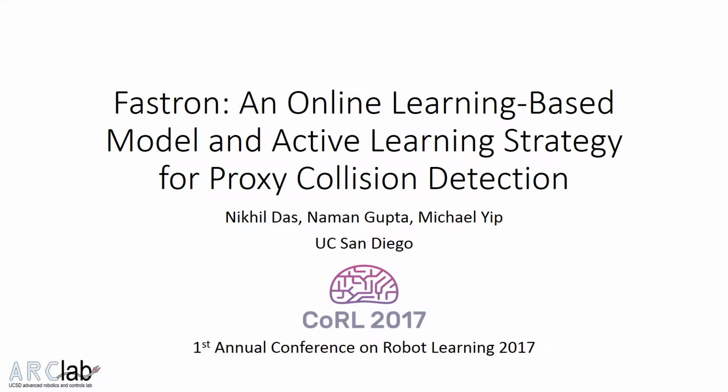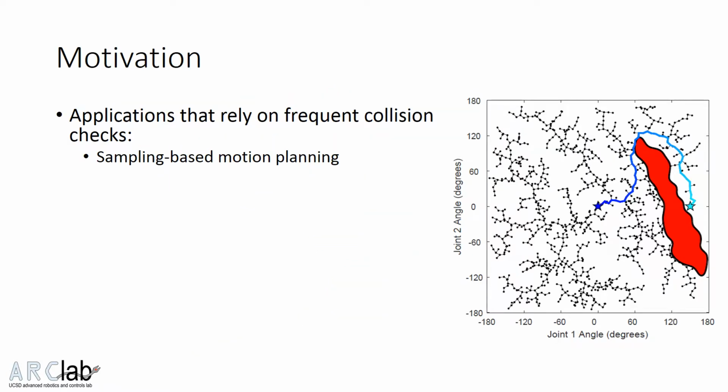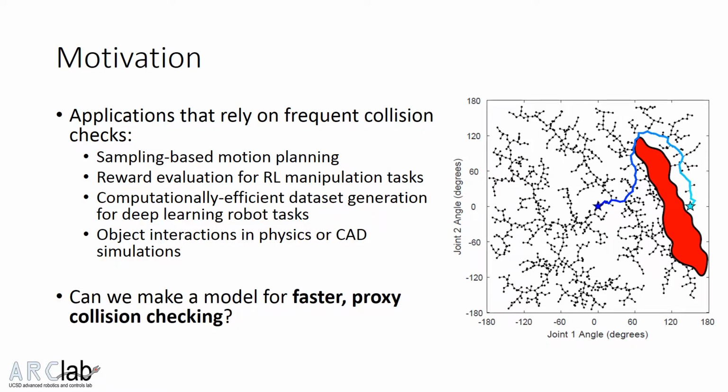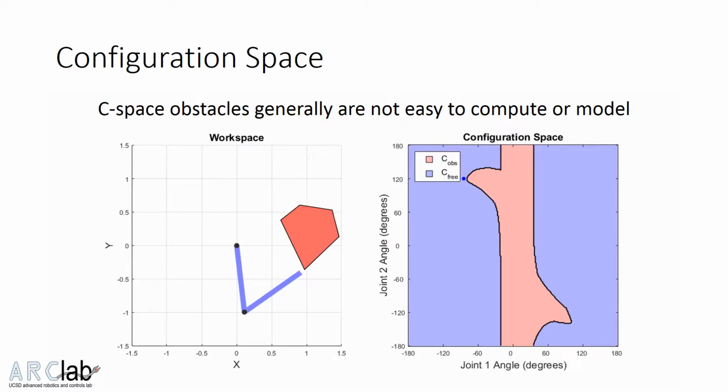We present the Fastron, an online learning-based model and active learning strategy for proxy collision detection. There are many applications that rely on frequent collision checks, such as sampling-based motion planning, reward evaluation for reinforcement learning tasks, creating datasets for deep learning robot tasks, and approximating object interactions in physics and CAD simulations. Since these applications rely so much on collision checking, our question is, can we make a model for faster proxy collision checking? We essentially seek to create a configuration space model.